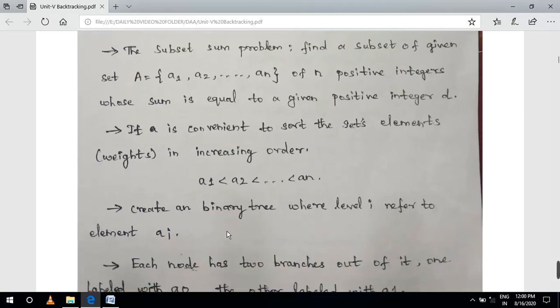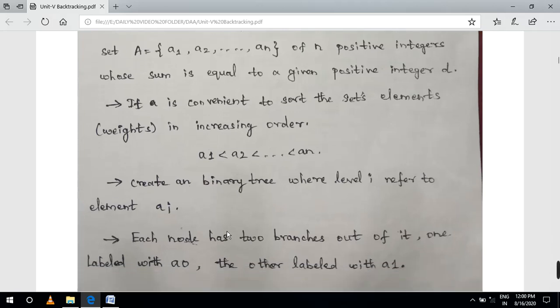That's why backtracking is a technique that follows the state space tree, the same as in the previous class. You convert the subset into a tree, and at the tree levels you calculate based on the d value. So you create a binary tree where level i refers to the element ai.